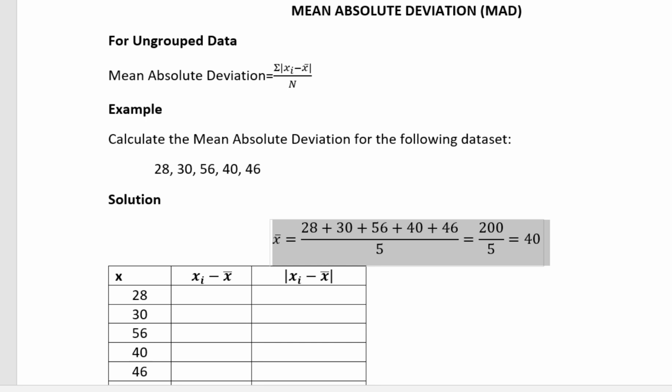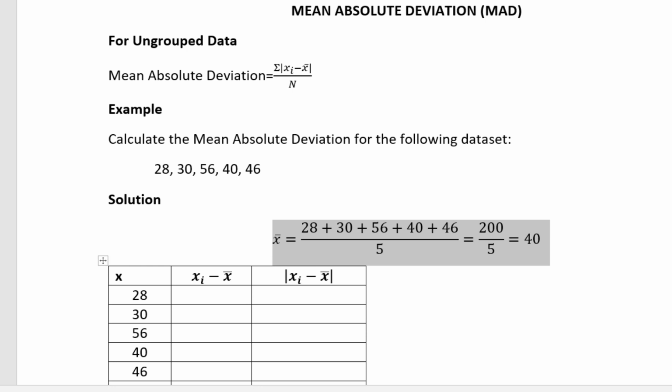Then the next step is to list these observations column-wise, as indicated here under column X. After we have done that, we come to the second column here, the xi minus x bar column, which simply means we take every observation in the x column, subtract the mean we have calculated, and that will give us the values to write here.